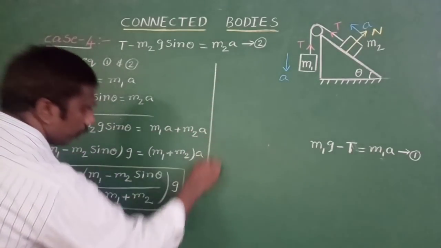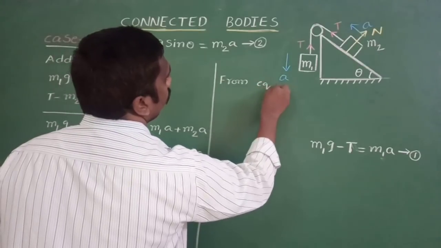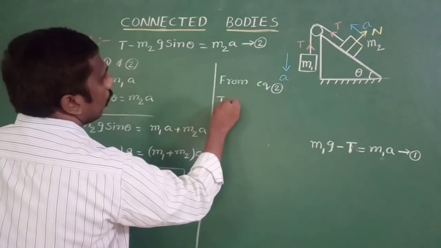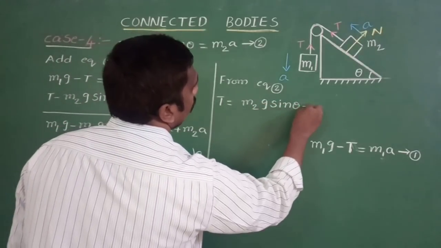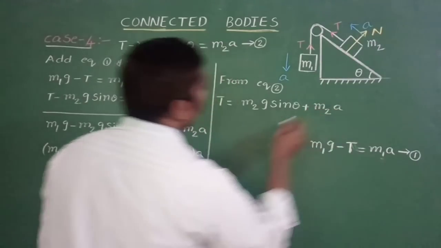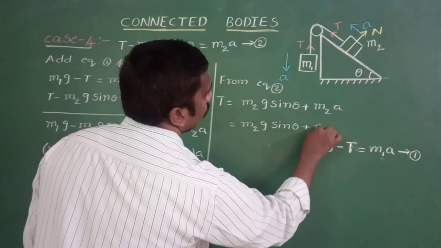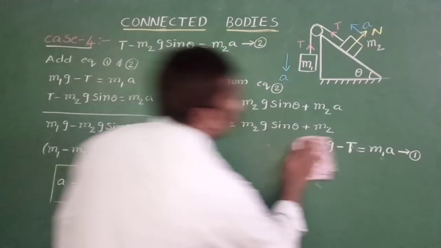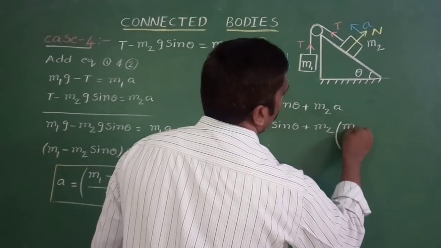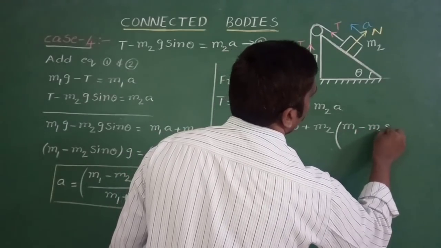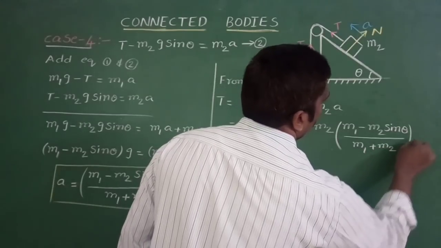So from equation 2, we know T is equal to, taking this to the other side, m2g sin theta plus m2 into a. m2g sin theta plus m2 into a value, we know a is (m1 minus m2 sin theta) by (m1 plus m2) into g.